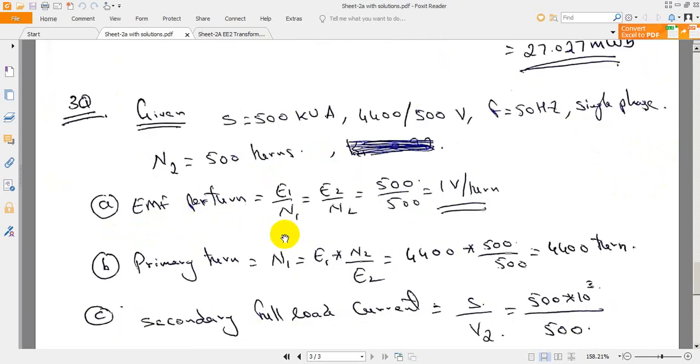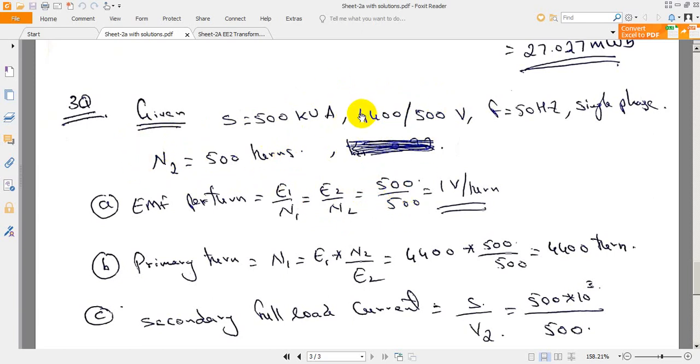So EMF per turn means induced voltage divided by the turn. Either you can go for E1 by N1 or you can go for E2 by N2. Here we have considered E2, 500 divided by... we know the information of the secondary winding. Secondary winding is 500 volts and the number of turns on the secondary is 500. So 500 divided by 500.